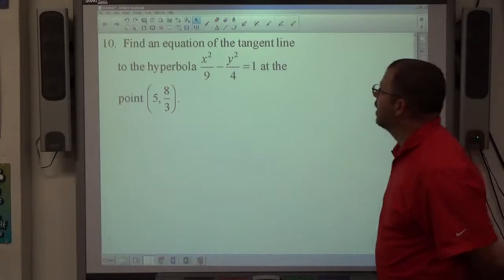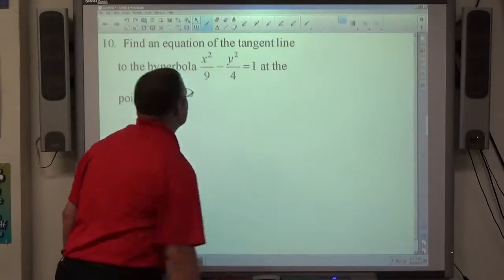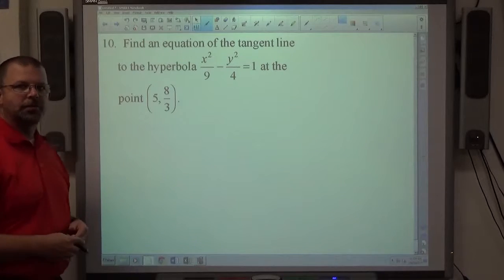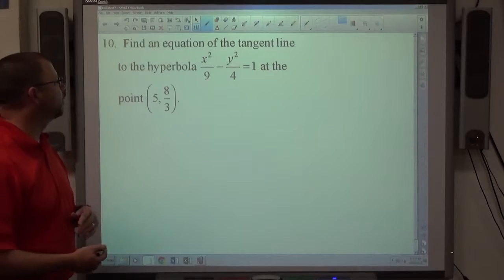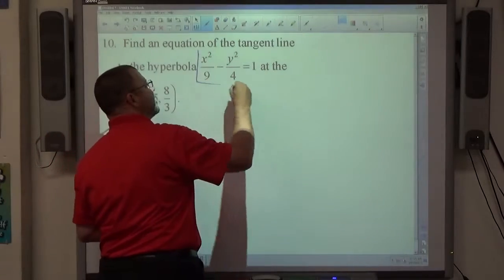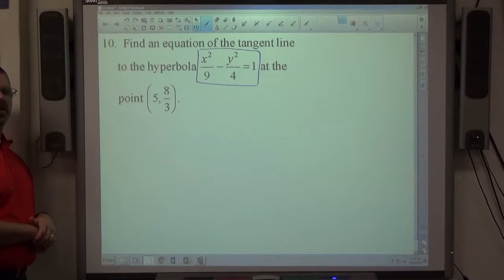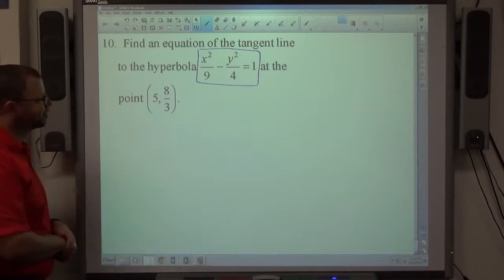Finally, number 10, find the equation of the tangent line to the hyperbola x squared over 9 minus y squared over 4 equals 1 at the point 5, 8/3. Again, the equation of the tangent line requires me to find slope. Slope requires me to find a derivative. The current function is this. It is implicit in nature. I could make it explicit, but it's probably easy enough just to go with it as it is.